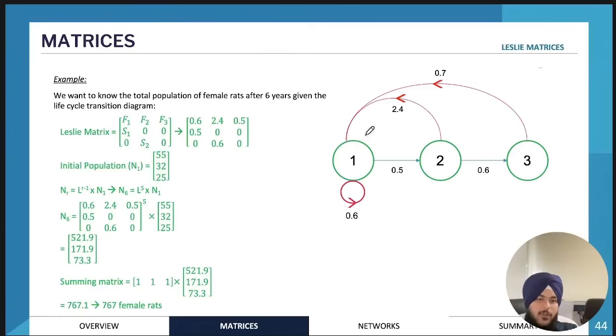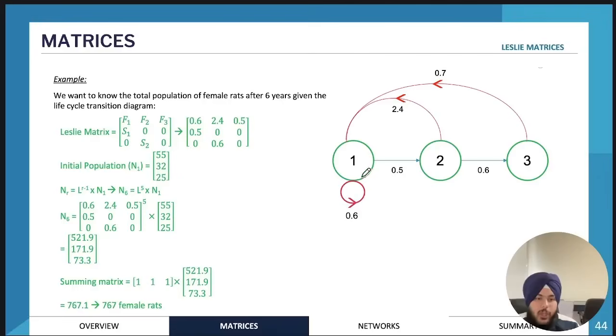And then these ones over here, as well as this one, represent the birth rates. So for example, in this population, it's rats. Anyone in week 1 is already mature enough to give birth. So on average, for each female in age group 1, 0.6 rabbit babies are born.